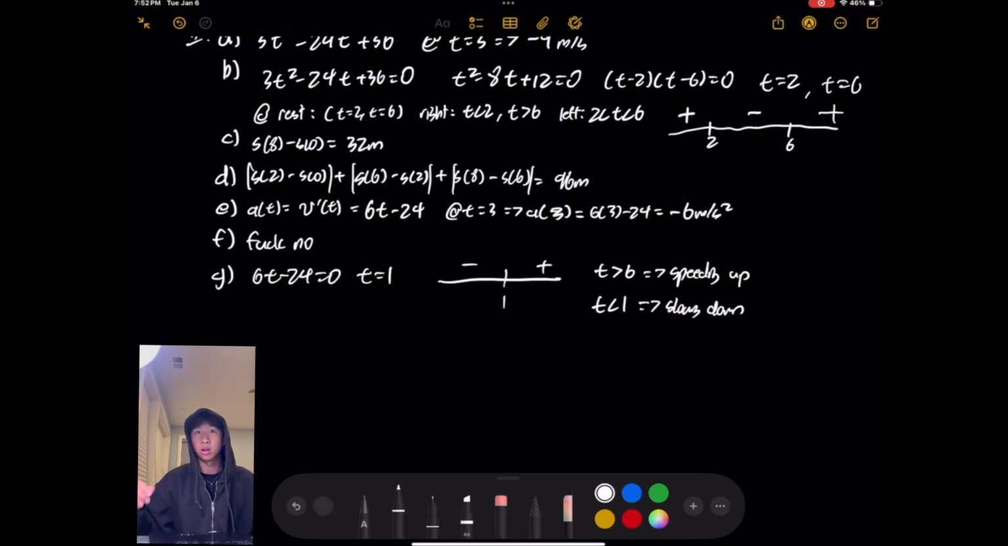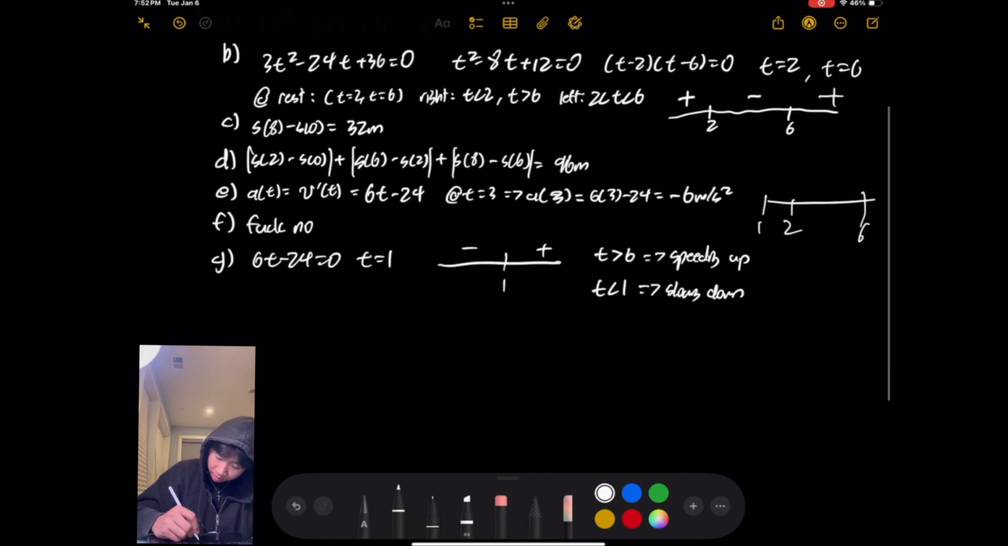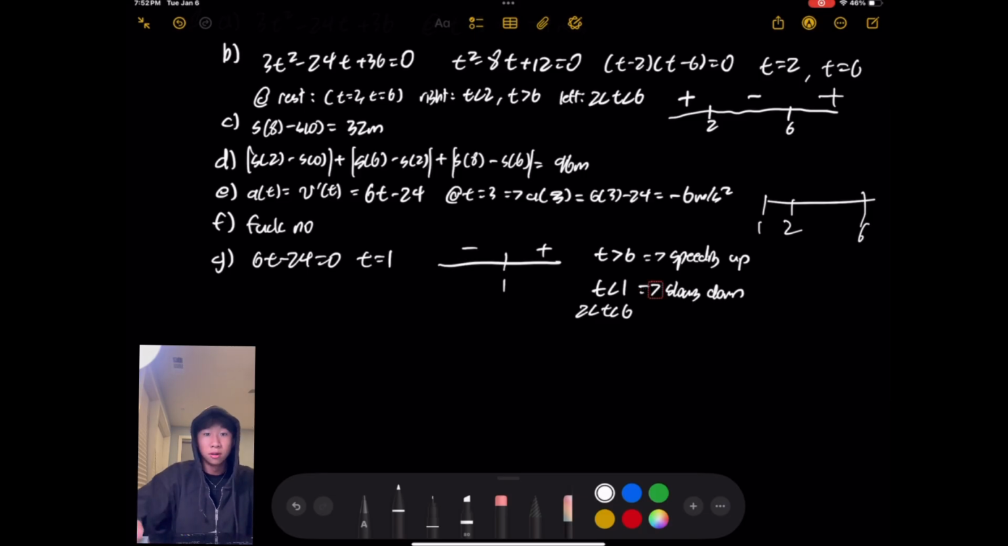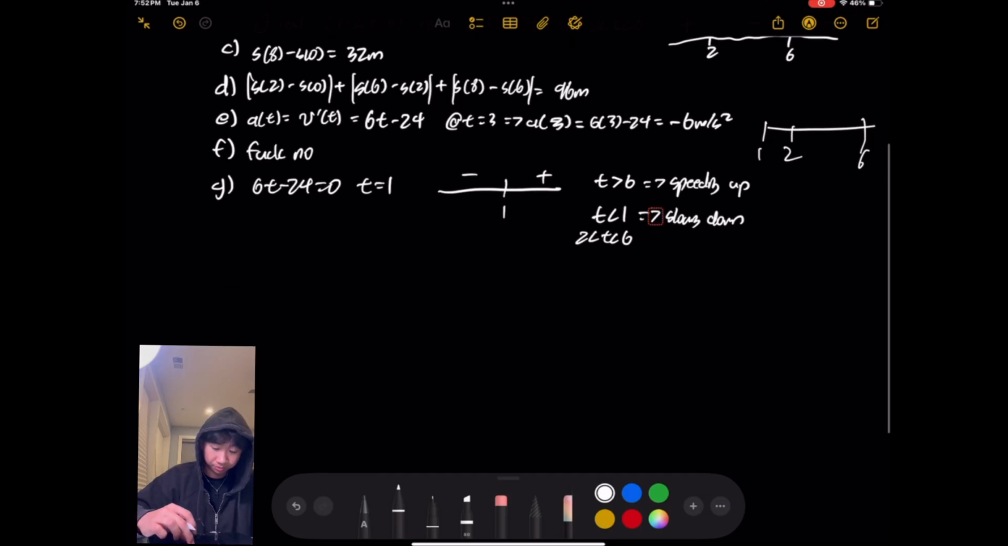Now we're going to the second case, when velocity is negative and acceleration is positive. So velocity is negative between 2 and 6, and acceleration is positive above 1. So when is it between 2 and 6 and above 1? If I have 2 here and 6 here and above 1, it's got to be between 2 and 6. So 2 is less than t is less than 6 is also slowing down. Finally, we're done with problem 1. That was a long problem.